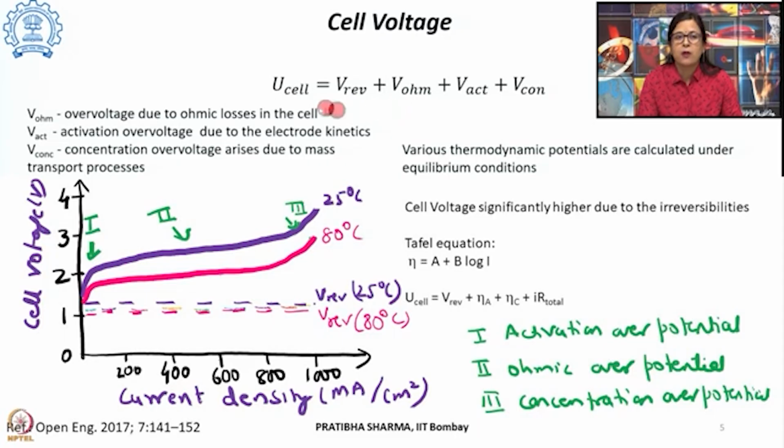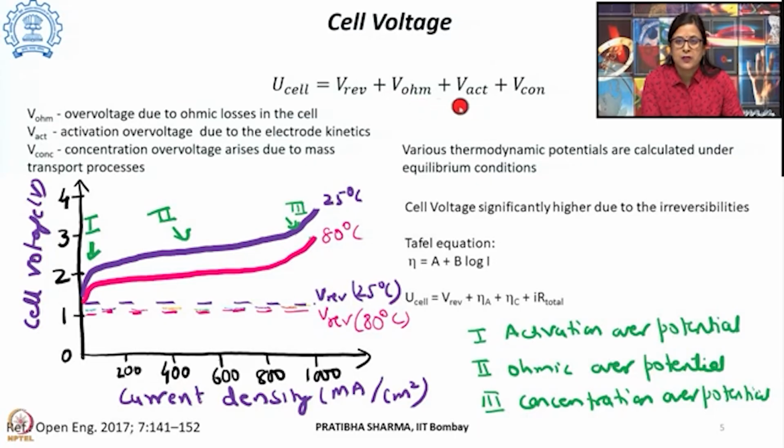Second one, which is an ohmic over voltage, is arising due to the ohmic losses within the cell, which is because of the electrical resistance offered by the various components of the cell. These could be electrodes, the interconnections, current collectors, and this particular part of the over voltage is proportional to the current flowing in the electrolytic cell, and it has a linear nature.